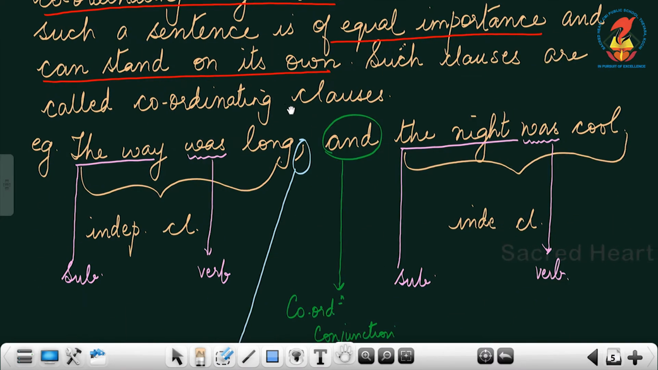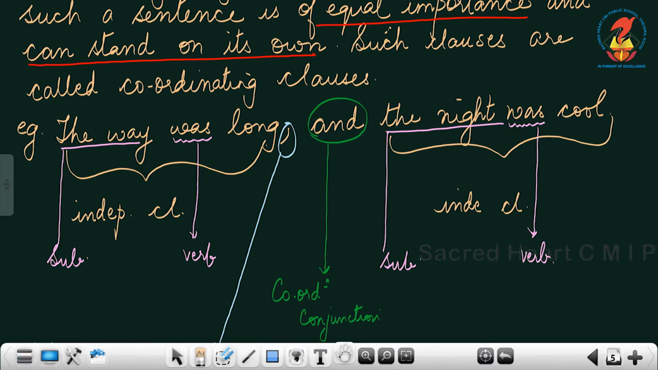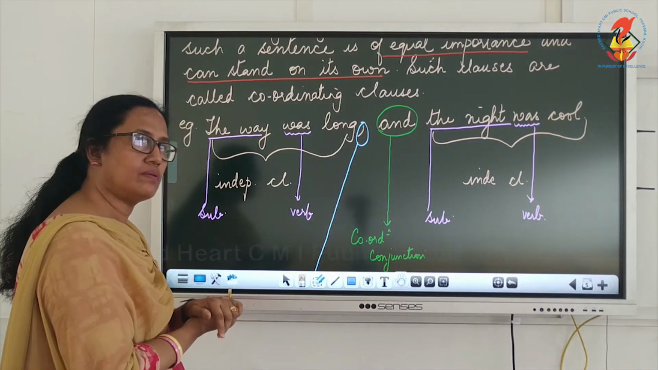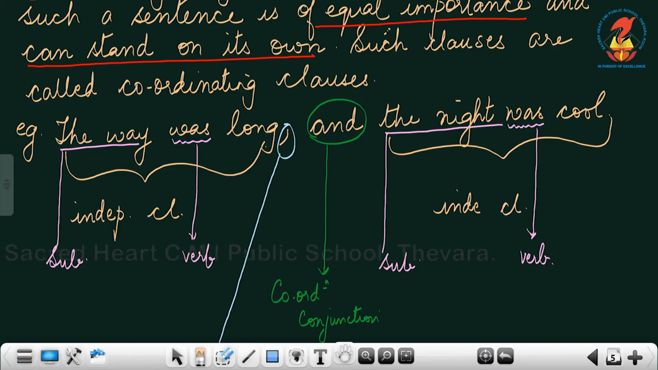Now, look at the sentence here. The way was long and the night was cool. Take only the first part here. The way was long. Does it make complete sense? The way was long. The night was cool. Does it make complete sense? Yes. So, two independent clauses are joined together by a conjunction. Okay. So, if you go by the definition, the way was long. It's an independent clause here.